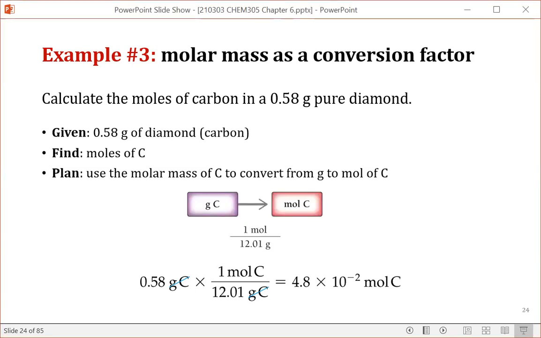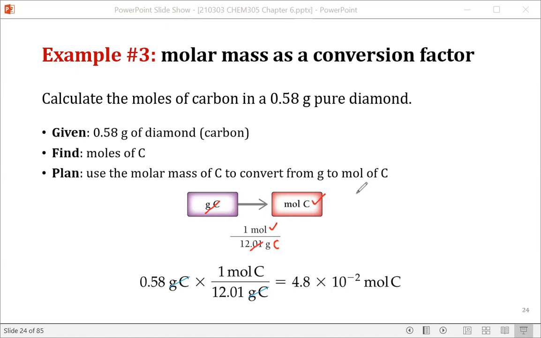So our plan looks something like this. We're starting with grams of carbon, and we want to get to moles of carbon. And so our conversion factor is going to be the molar mass set up so that the grams part of the molar mass is on the bottom and the moles is on top, because we want to get rid of these grams and just have moles left, which is what we want to find.